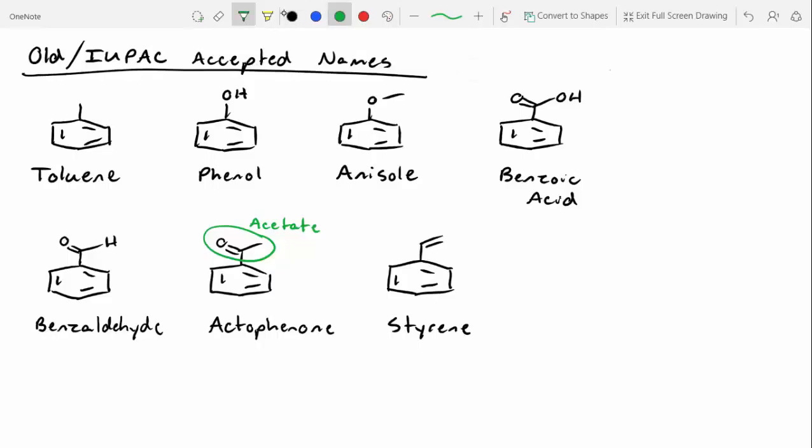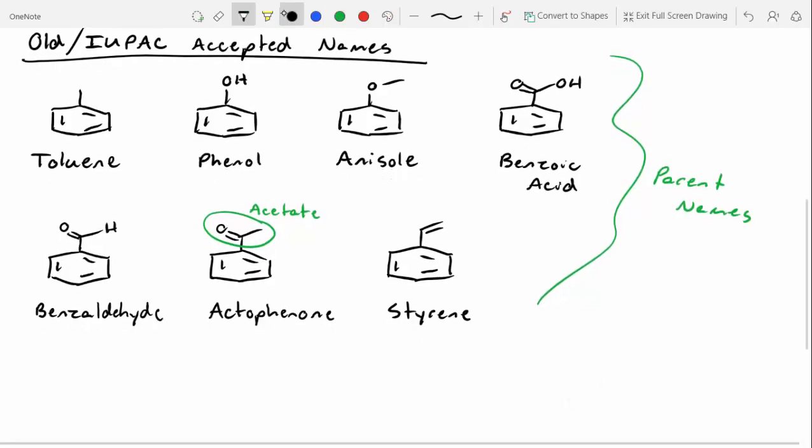So these are commonly referred to as parent names. So anytime you see these involved in an aromatic system, these are going to be the root, just like hexane or pentane would be the root for a linear alkane, right? These are going to be the parent names anytime you see these in a substituted benzene system. So let's take an example of this.